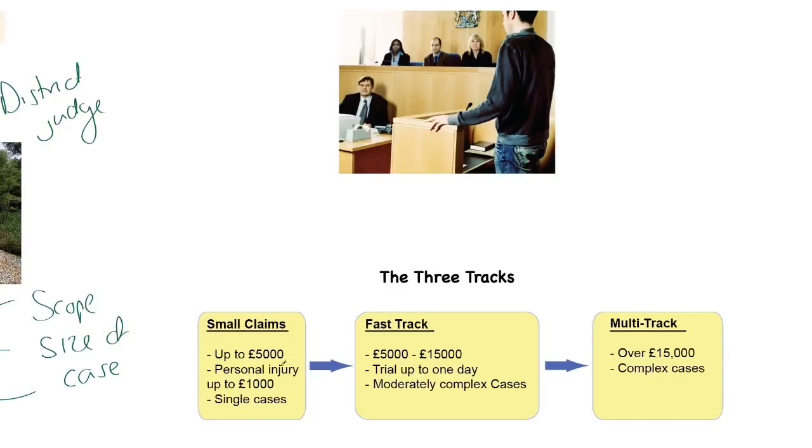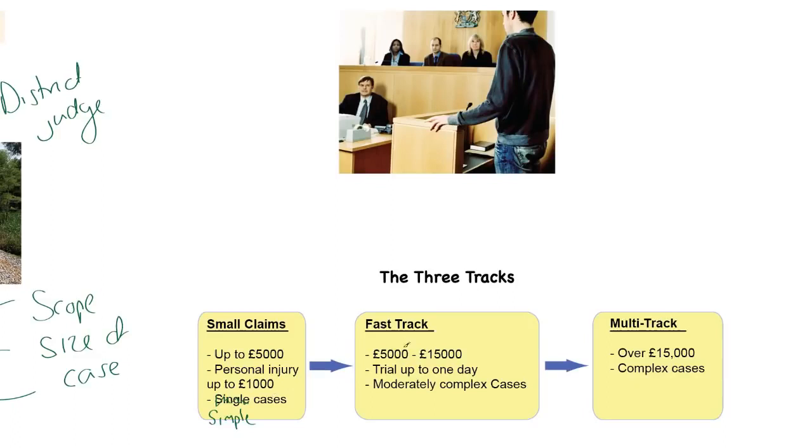And remember what I say, the court questions are so easy that you should be picking up full marks for them. In summary, small claims are claims up to £5,000 with personal injury up to £1,000 and are normally, that says single, it should say simple, which obviously is what I am, for getting that wrong. So, normally simple cases.